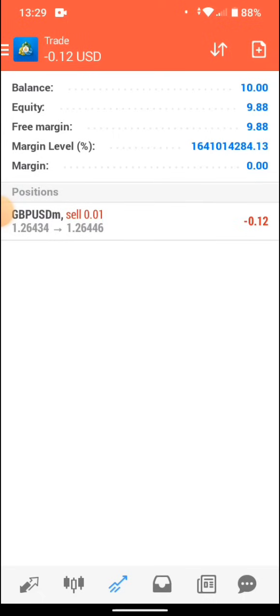Okay, so now we have opened a trade. Sometimes with the broker you may not see the margin, but out of the 10, we are remaining with 9.87.